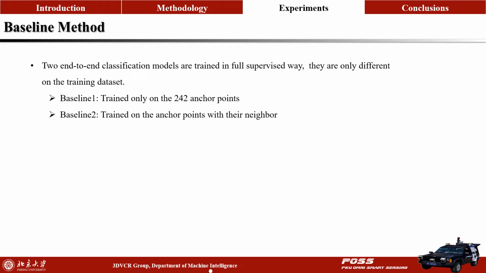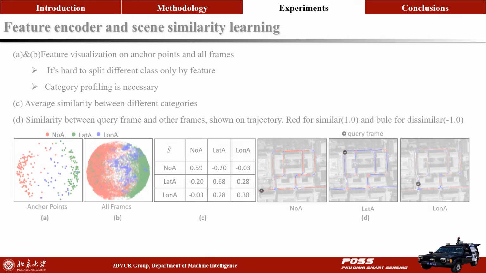The baseline methods are two end-to-end classification models, and they are trained in a fully supervised way. They differ only in the training dataset. Baseline 1 is trained only on the 242 anchor points, but baseline 2 is trained on the anchor points with their neighbors.